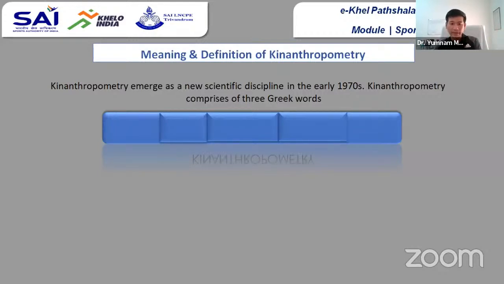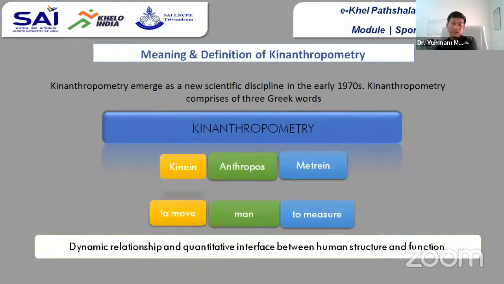Now let's come to our main topic, kinanthropometry or sport anthropometry. So, meaning and definition of kinanthropometry. Kinanthropometry emerged as a new scientific discipline in the early 1970s. Kinanthropometry comprises three Greek words: kinein, which means to move, anthropos, which means man, and metron, which means to measure. So you can say that it is the measurement of man while in motion, while in movement, while in activity.